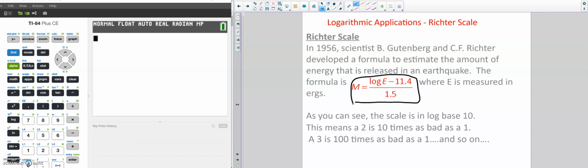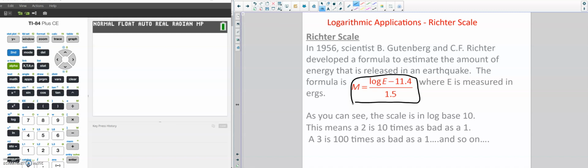M equals log E, and make sure that we know that that is base 10, so it is not natural log. Capital E stands for something else, not the natural base. It's log E minus 11.4, over 1.5. E is measured in ergs, and M is the measure on the Richter scale.